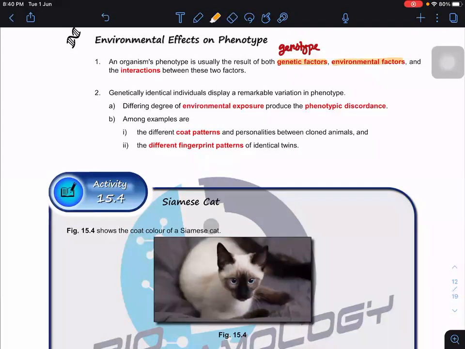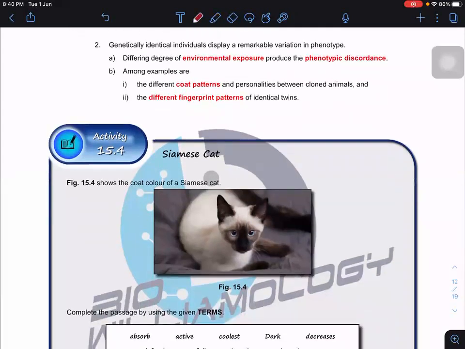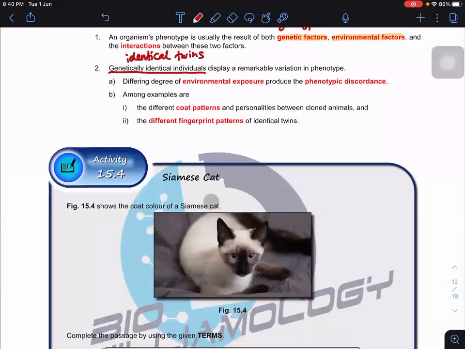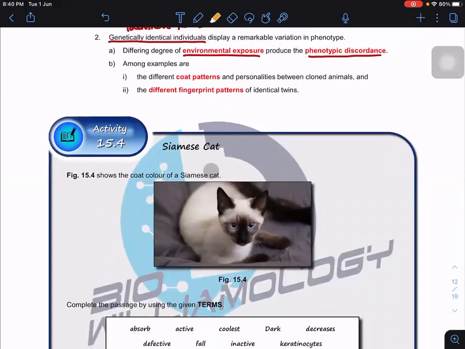Genetically identical individuals: for example, we have identical twins. If we put these twins, one of them prefers outdoor activity and one prefers indoor activities, over a long period of time you can see that skin pigmentation will be different. Are you clear? Because they are exposed to different degrees of environmental exposure, it produces a phenotypic difference. I'll give you two examples here: one is coat patterns, and also the difference in terms of fingerprint patterns.